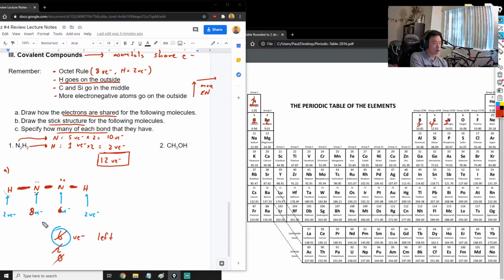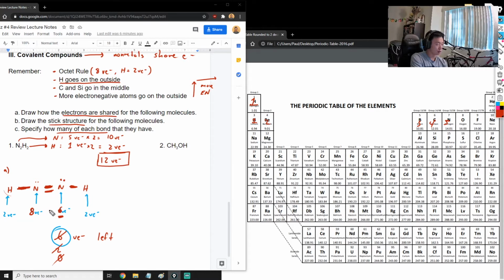Okay, the problem though is that this nitrogen needs 8, right? Remember the octet rule. This nitrogen needs 8 valence electrons. So what we're going to have to do is make it so that both of these nitrogens can have 8. Now, we can't just take 2 electrons and put them here, because then this nitrogen is going to be unhappy. So instead, we're going to make these nitrogens share 2 of the electrons. So we're going to take the 2 that were here, and then we're going to put another line in between.